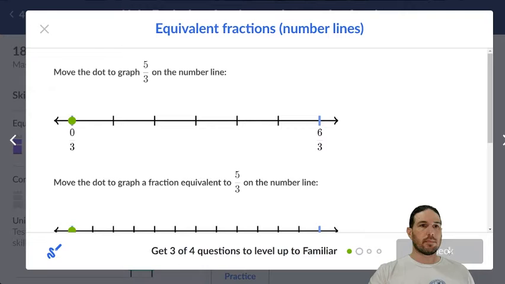Moving right along. Move the dot to graph 5/3 on the number line. Now it tells us that we've got 6/3 right here, yeah? So that would stand to reason that this is 1/3, 2/3, 3/3, 4/3, 5/3, and 6/3. So the dot would go right there.